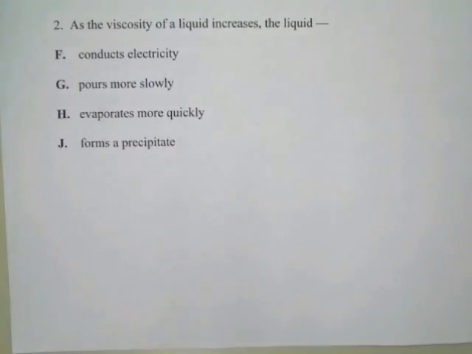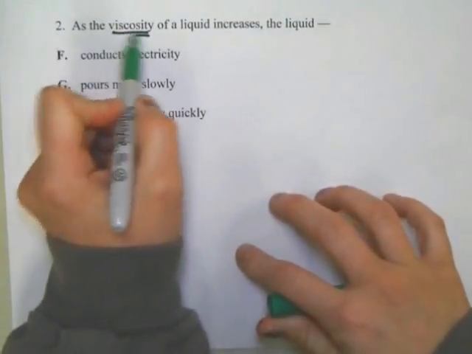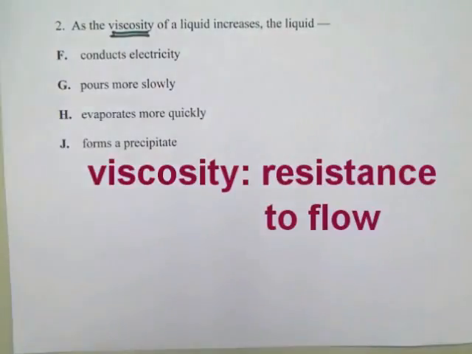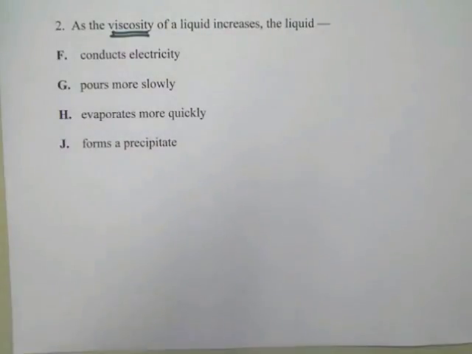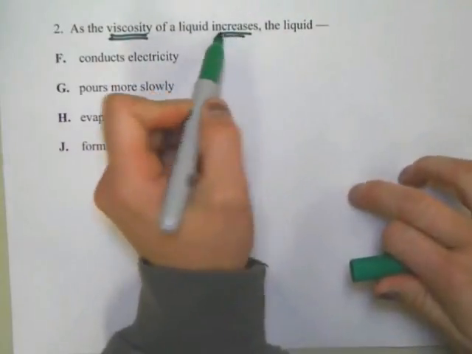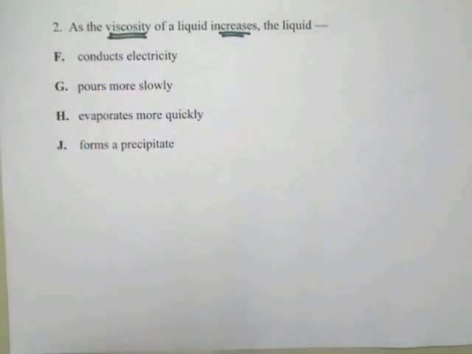As the viscosity of a liquid increases, to answer this question best, this is the key word you need to know, viscosity. Viscosity defined is the resistance to flow. So basically we're looking at how thick something is. Because this says the liquid has it increasing, that means we're making it thicker. It's getting more resistant to flowing.